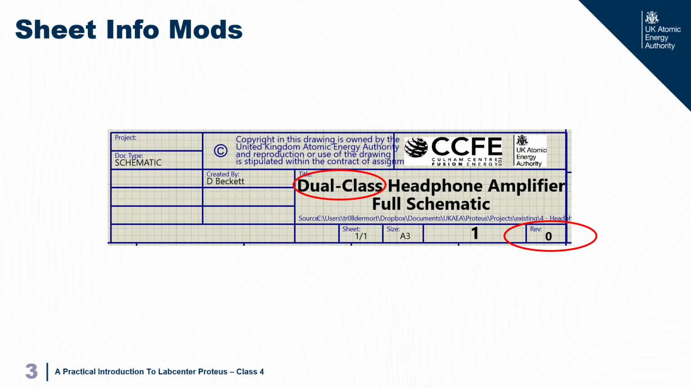So, corrections initially. I've just renamed this project to a dual class headphone amplifier, and I've changed the revision to 0, because it's version 1.0 rather than 1.1. It just didn't really make sense. And dual class is obviously class A and class AB, because we can switch between the modes with this design.